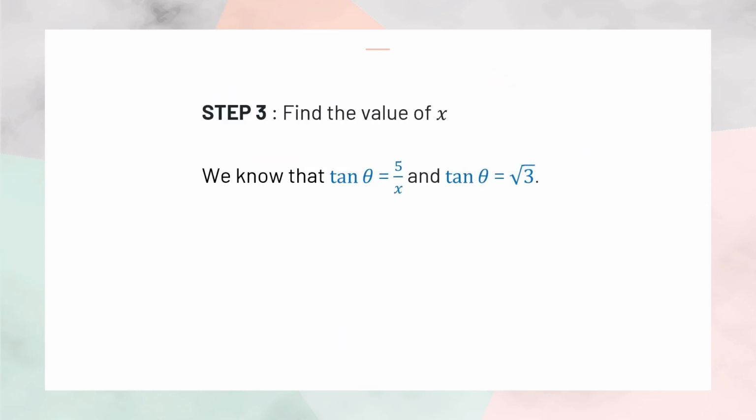Step 3. Find the value of x. We know that tan theta equals 5 over x and tan theta also equals square root of 3. Hence, square root of 3 equals 5 over x, and you will get x equals 5 over square root of 3.